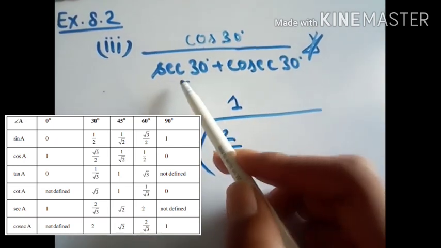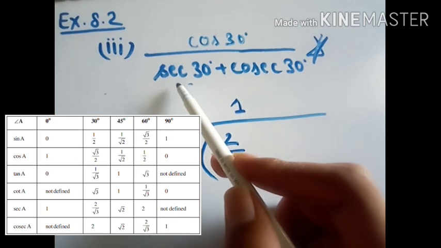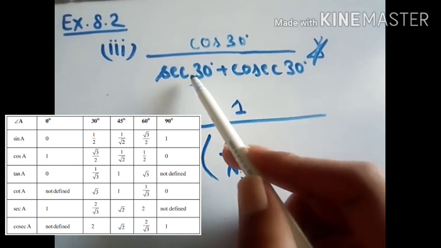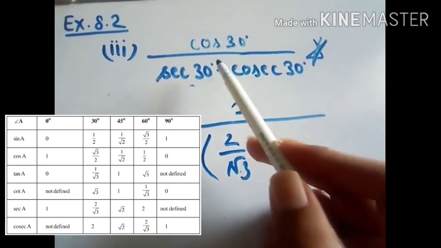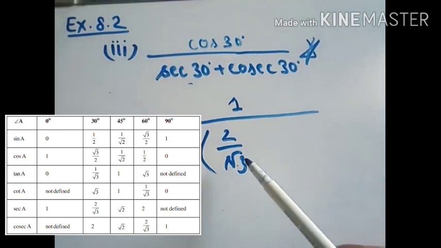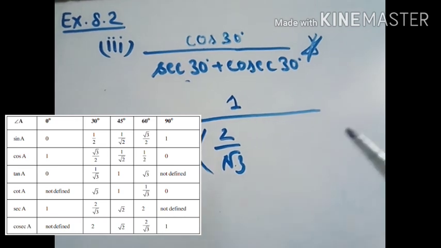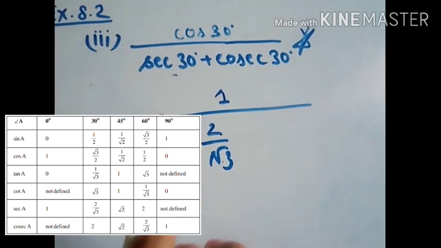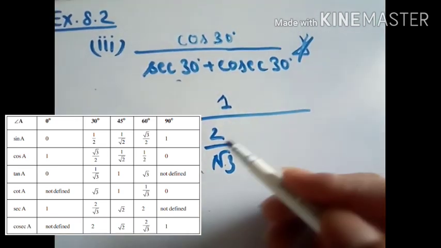First of all, I know the value of cos 30, so I reverse the value of cos 30 and this becomes sec 30 because they are reciprocal of each other. So cos 30's value is root 3 by 2 and sec 30 becomes 2 by root 3. So this is the basic trick, the first trick I apply to solve this kind of question.